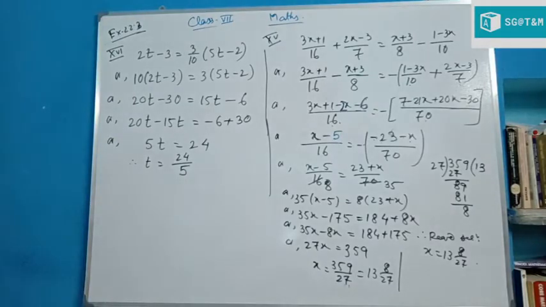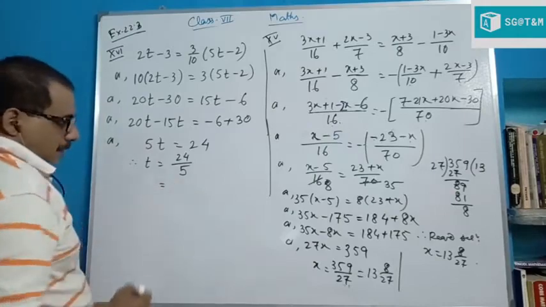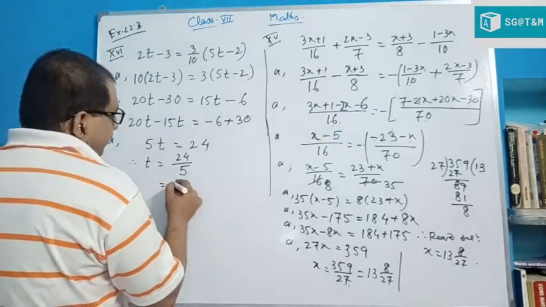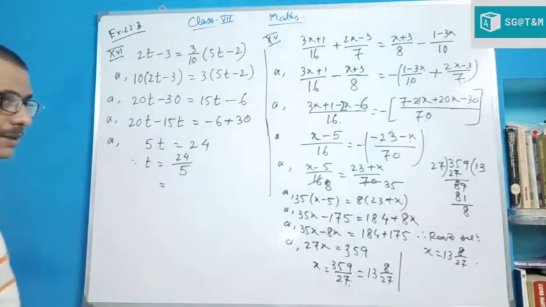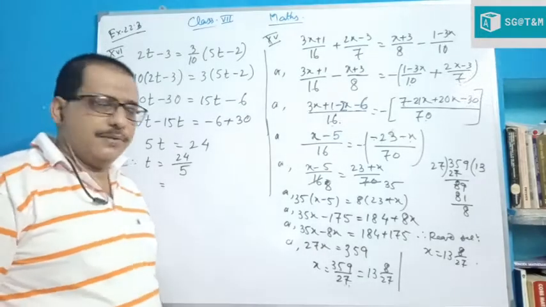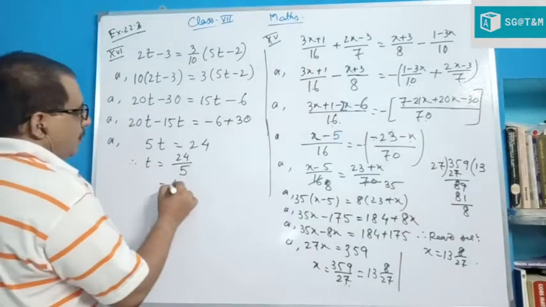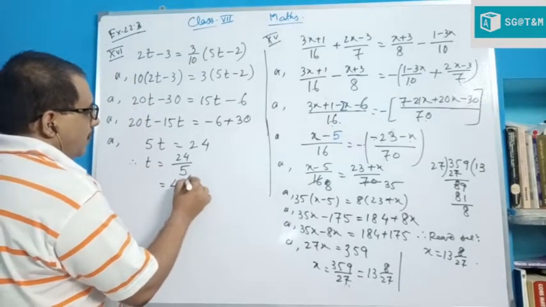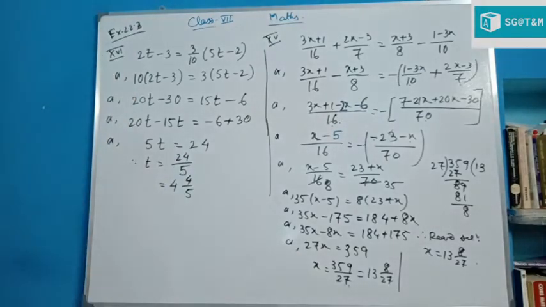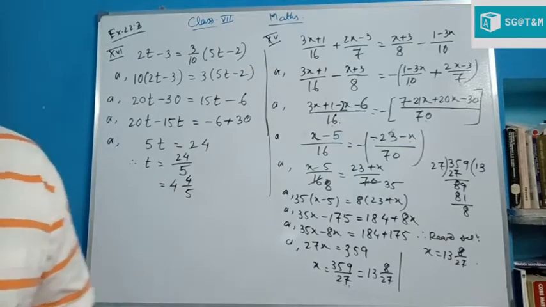24 by 5. So, if we express it in mixed fraction, 24 by 5 is an improper fraction. If we convert it into a mixed fraction, then you get 4 whole 4 by 5. 5 fours are 20. 4 whole 4 by 5. This is the answer of the problem. It's okay.